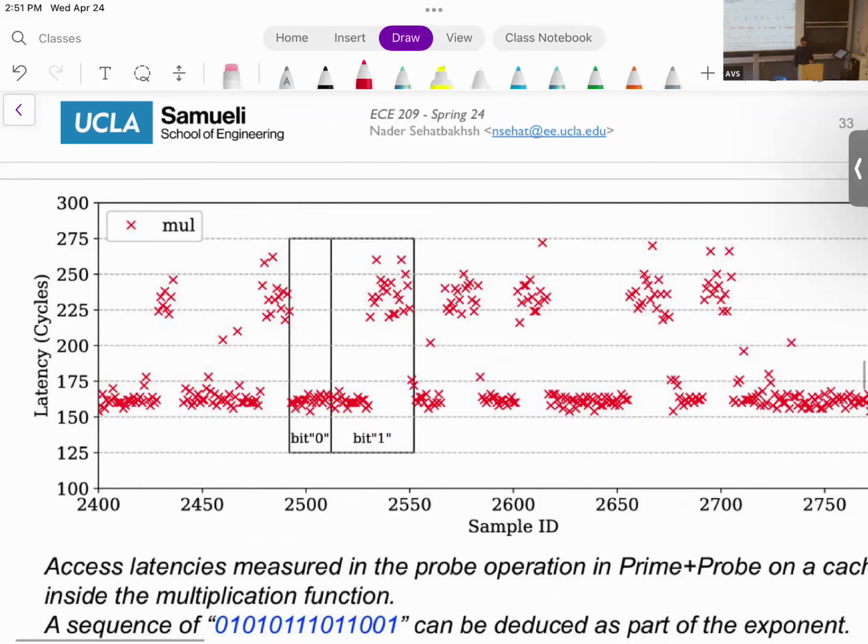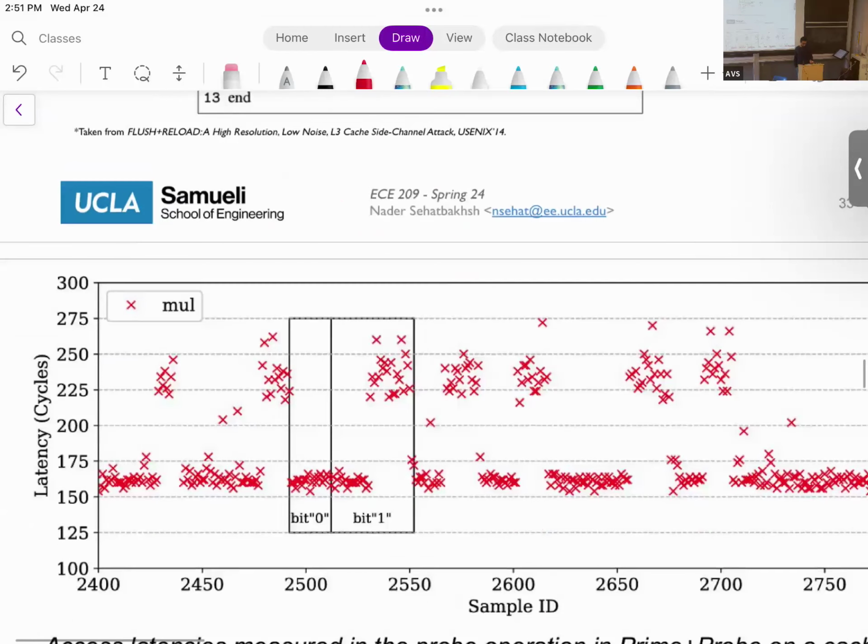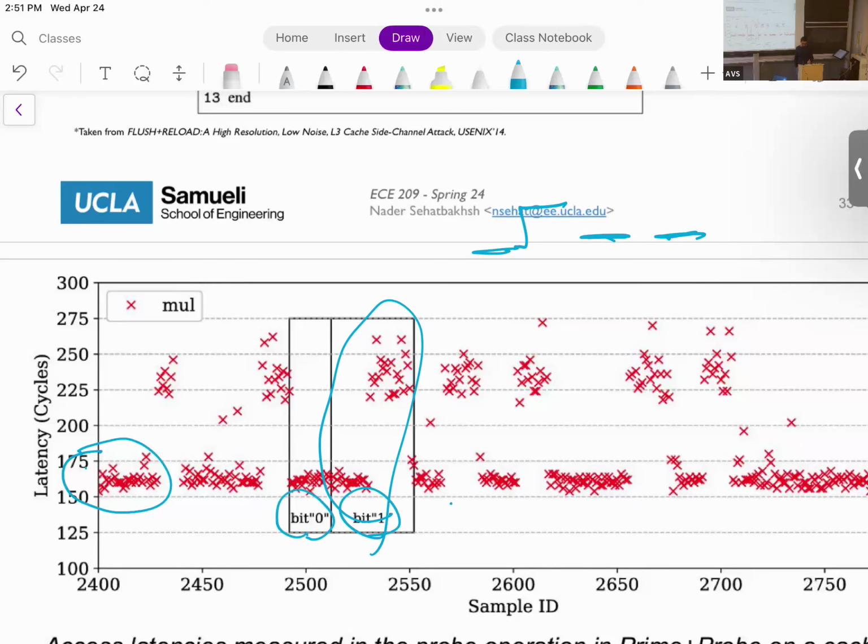And as you can see, this will result in a different access pattern because this will result in an additional memory access, okay? And then if I time it, I'll see a pattern like this. Some of it looks like this, some of it looks like this. There's this kind of behavior, some of it is just this behavior, okay? And you can see that this means that this bit is equal to 1. This means that this bit equals 0. Bit 1, bit 1, bit 0, bit 0.